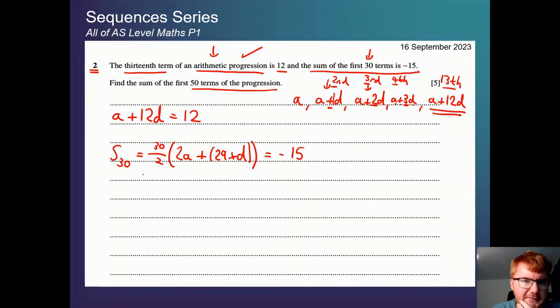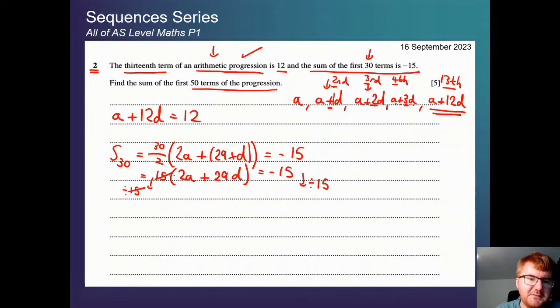Okay, so we can simplify this down slightly. 30 divided by 2 is 15. 15 times (2a plus 29d) is equal to minus 15. And because we've got a 15 outside the bracket, this is a great opportunity just to divide the whole thing through by 15. If we divide by 15 on both sides, always look for these opportunities to simplify if you can. This cancels, leaving us with the bracket. So 2a plus 29d, and minus 15 divided by 15 is equal to minus 1.